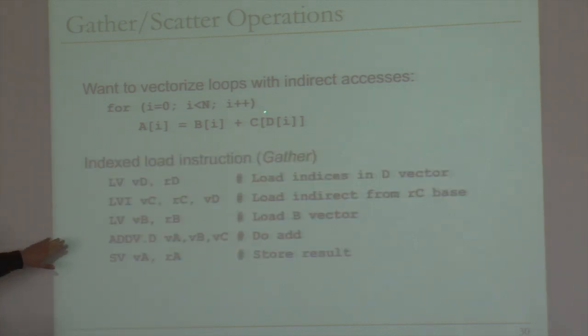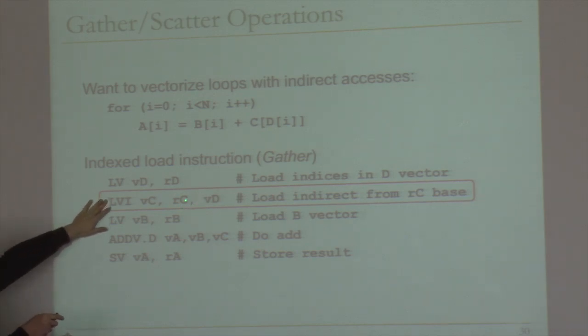So you can implement this with a gather instruction, this load of C with a gather instruction. It's called an index load, in other words. First, you do a vector load from register D, which contains the addresses of D, into a vector register D, let's say. And then you do this gather operation, load indirect from register C base. OK? We'll see what that does.